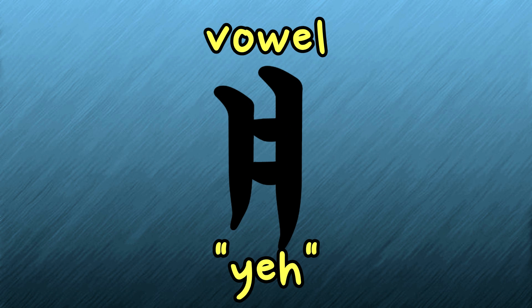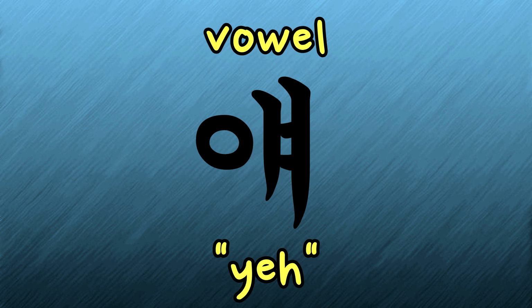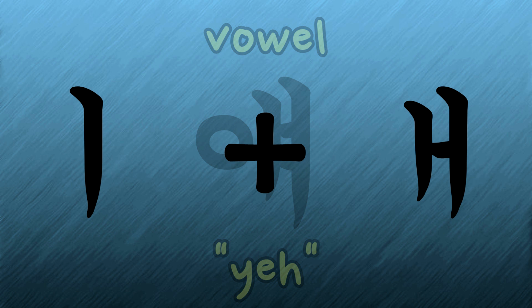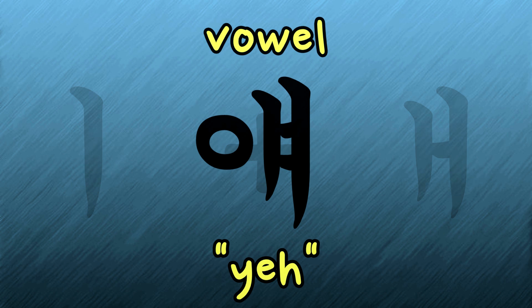To hear what this vowel sounds like, let's use our empty consonant. Now we can hear that this vowel has the sound yeah. You can think of this sound as a combination of the vowel e with the vowel e. Said quickly, it becomes yeah. Let's hear it a few more times. Yeah.